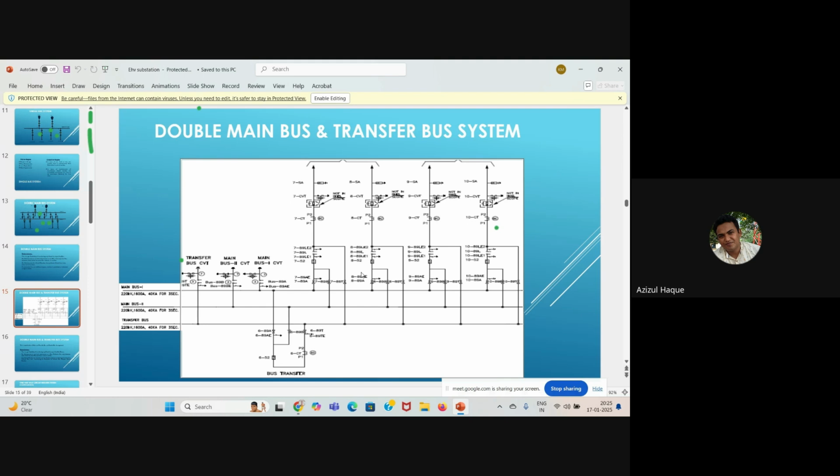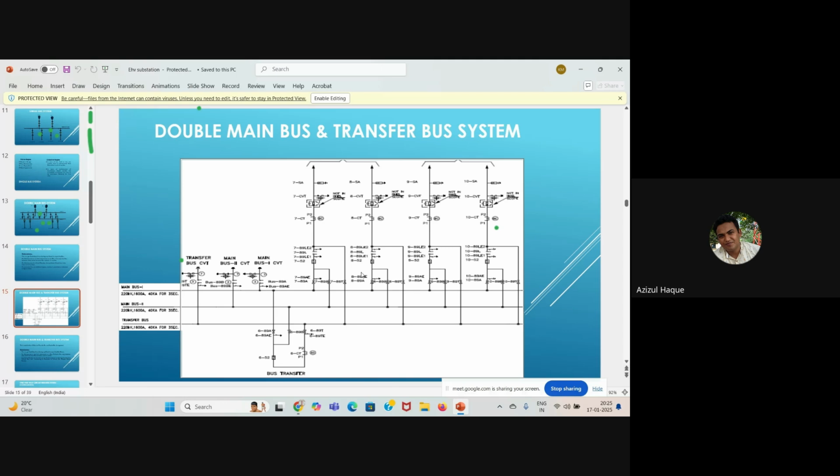There is a breaker here and isolators: bus 1 isolator, bus 2 isolator, and then this is the transfer bus isolator, and this is the breaker. With this transfer bus, we can connect main bus 1 or main bus 2, whichever is preferable or required according to the situation. How is it done?